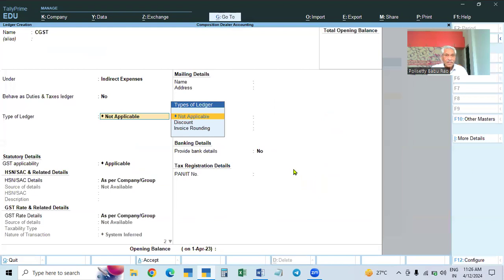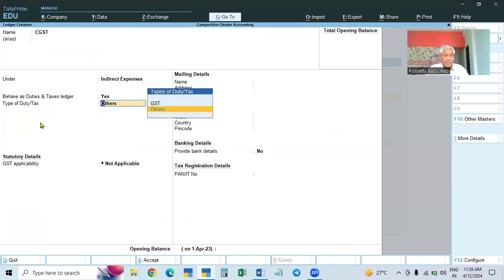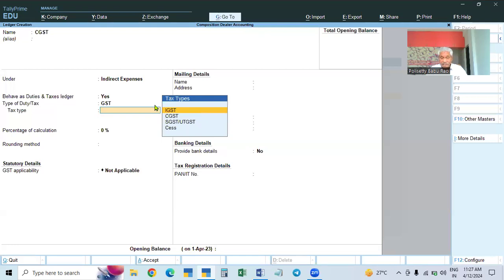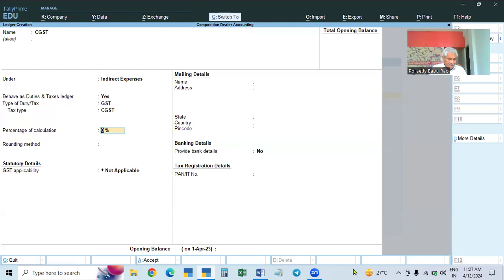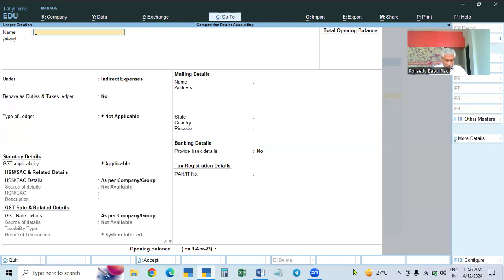And then what you see here, after indirect expenses, it will ask you, behave as tax ledger, that is duties and taxes. This is to behave like tax ledger. Make it yes. If you give it yes, then select the type of tax. So type of tax is GST. Under GST, what is the tax type? This is SGST. Take SGST, it is created. And SGST also is created.